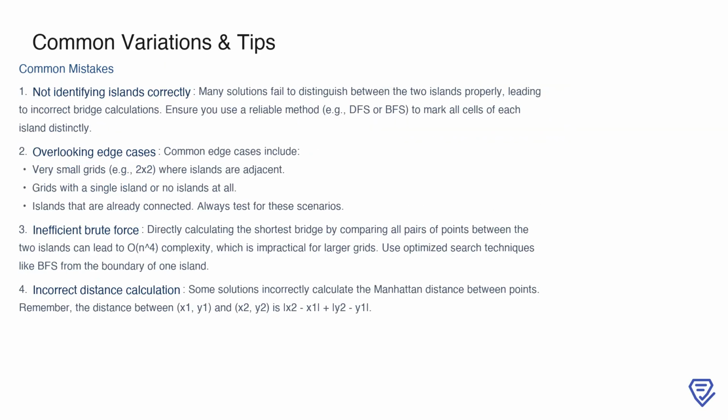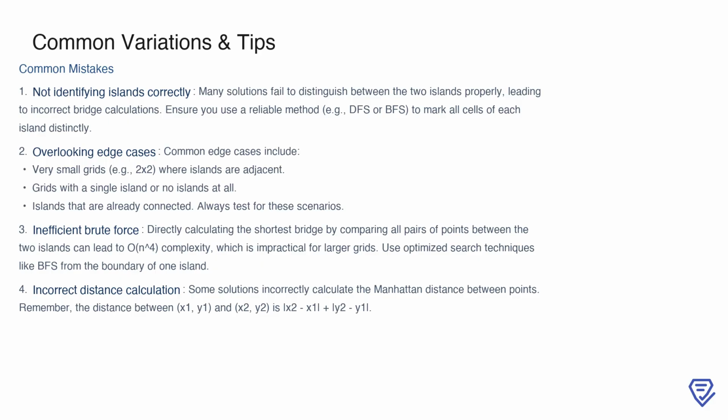When working on the shortest bridge problem, there are a few common mistakes that can trip you up. First, you need to ensure that the two islands are identified correctly. Many solutions fail to distinguish between the two islands, which leads to incorrect bridge calculations. A reliable method like DFS or BFS is crucial to properly mark and separate the cells of each island.